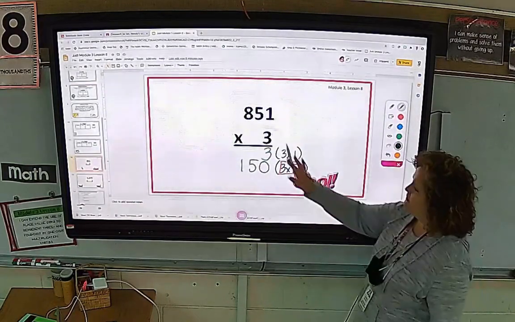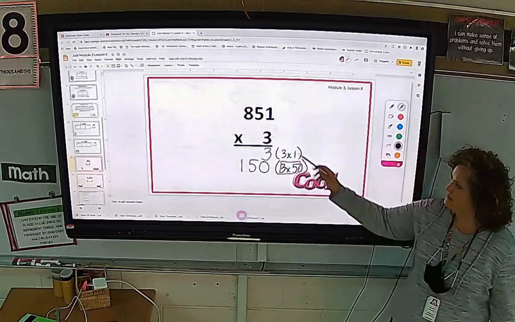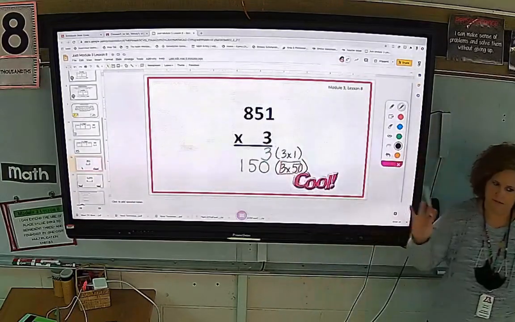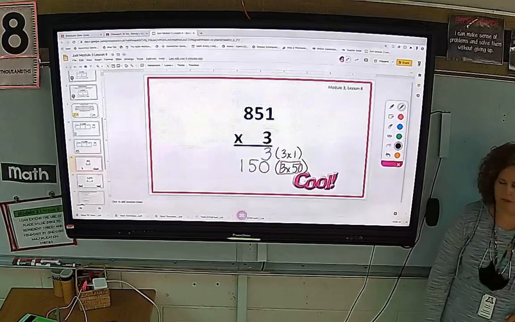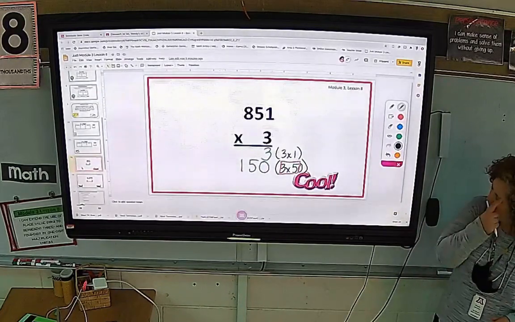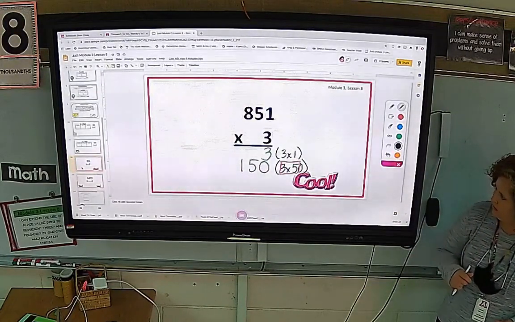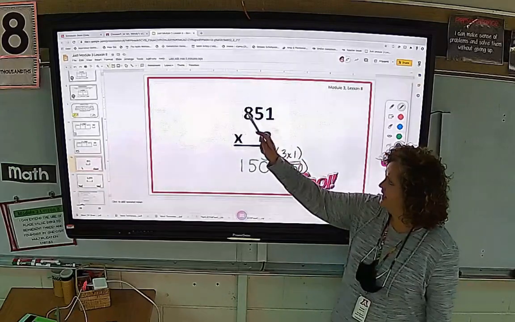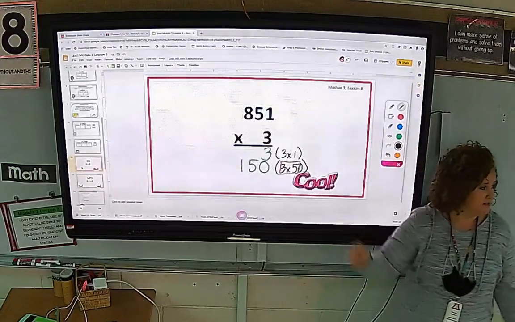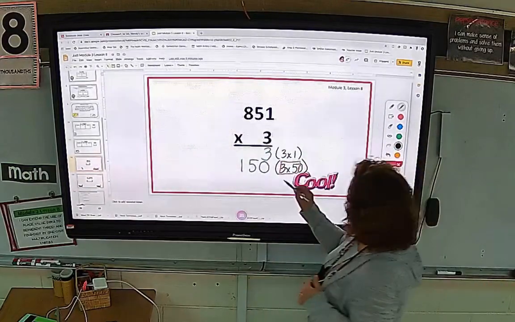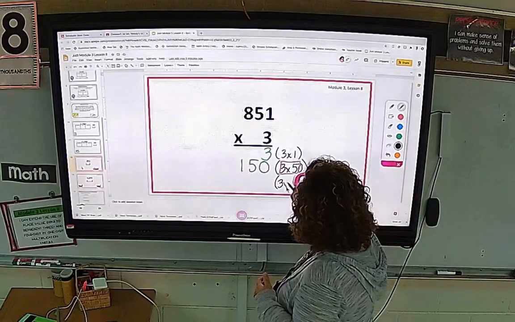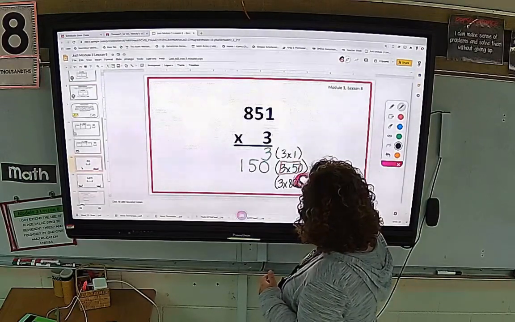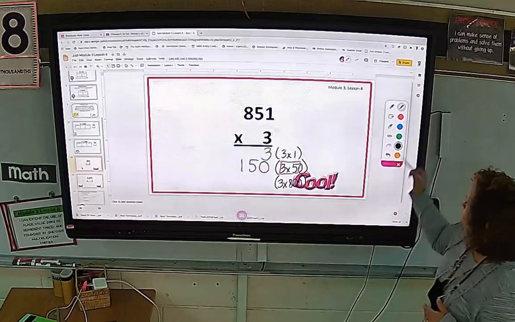What would be our next math problem? What would be the next step? Miranda, what would it be? 3 times 800. Okay, we've got this 3, this 8, but Miranda has reminded us that's an 800, not just an 8. So I know this is in my way, but hopefully you can see that. 3 times 800.